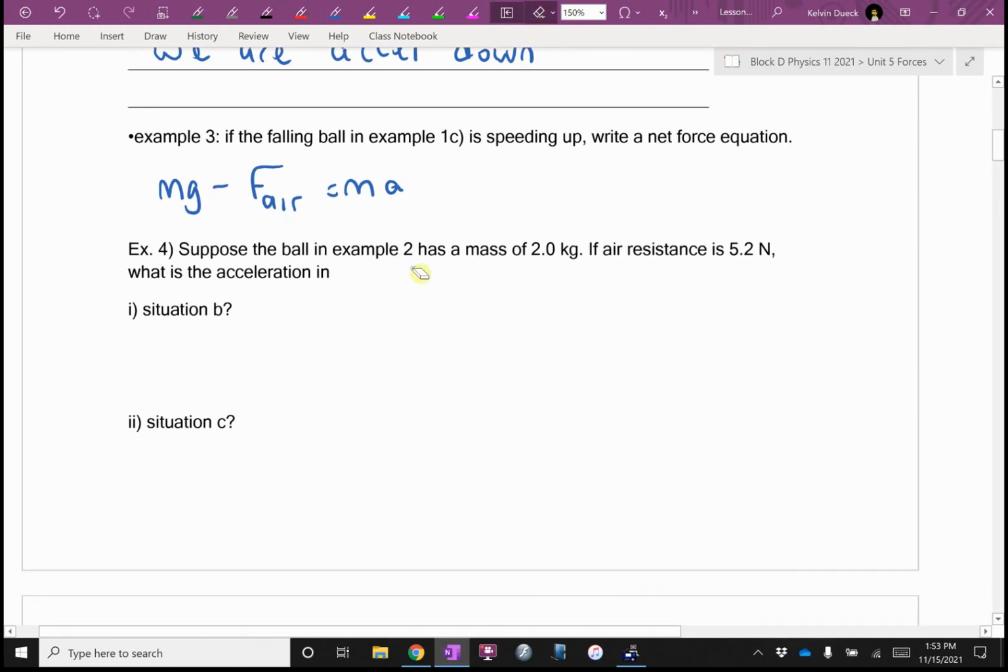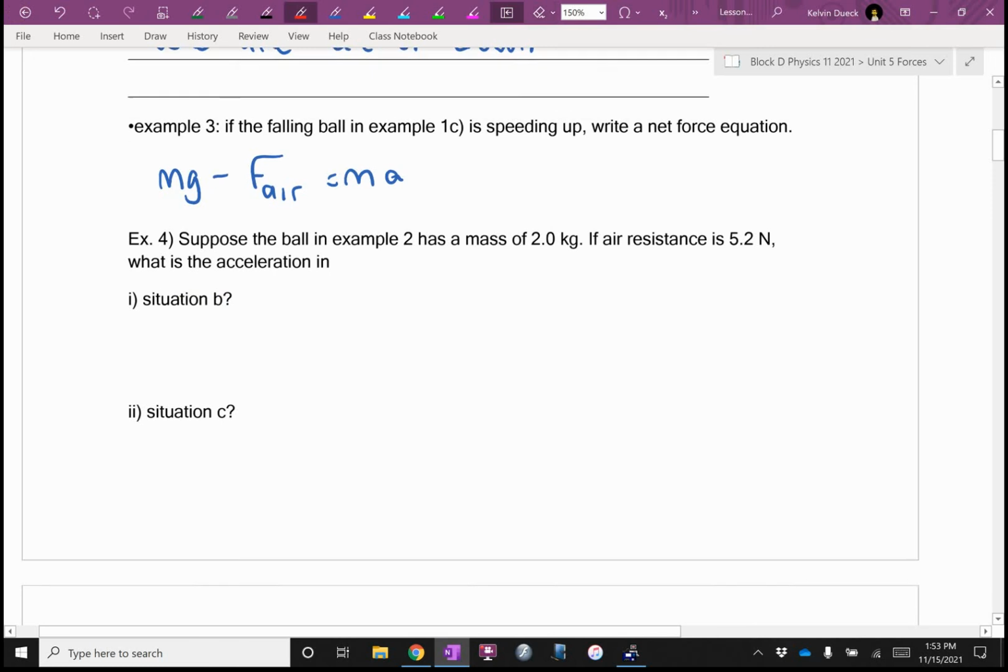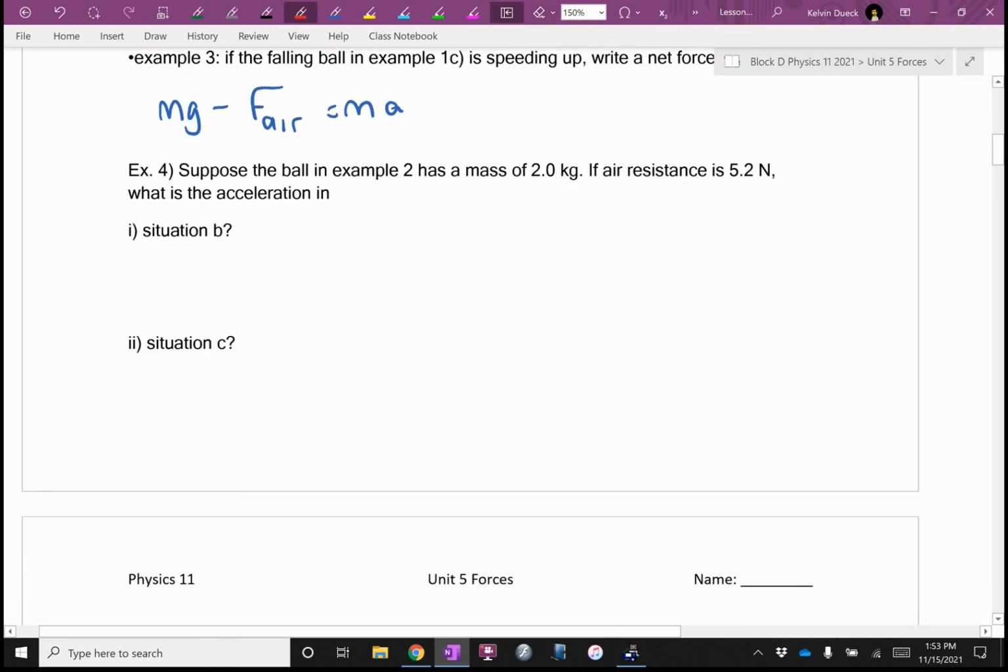Okay, let's do one with, here we go, we got some numbers. Suppose the ball in example 2 has a mass of 2 kilograms. If air resistance is 5.2 newtons, what is the acceleration in situation B? I've scrolled down. Take a look at situation B. See it? Who's winning?